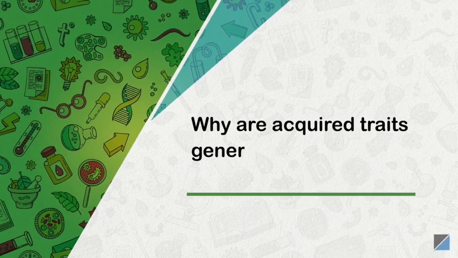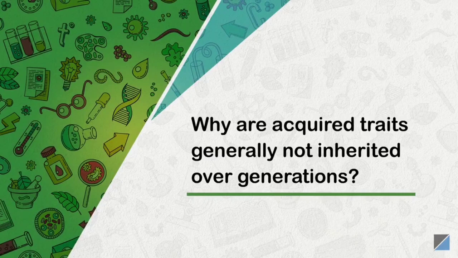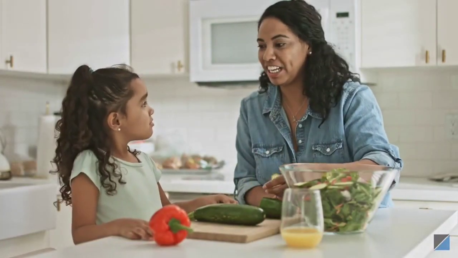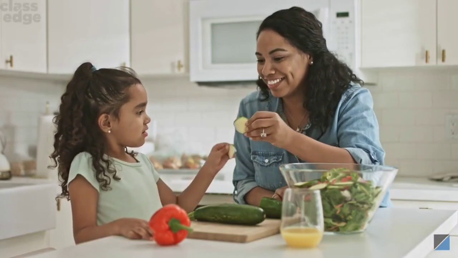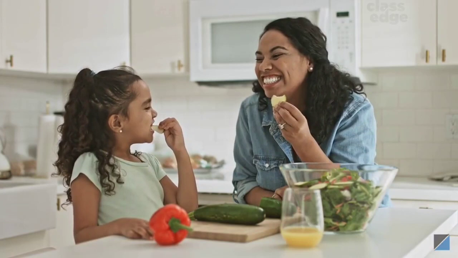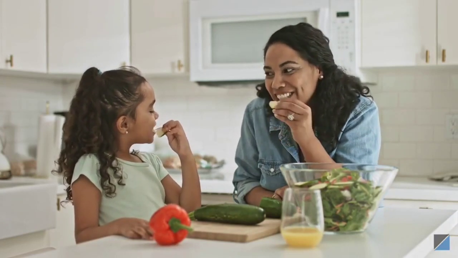Why are acquired traits generally not inherited over generations? The baby girl has the same curly hair as her mother's. This is because the trait for curly hair type was passed from the mother to the child.